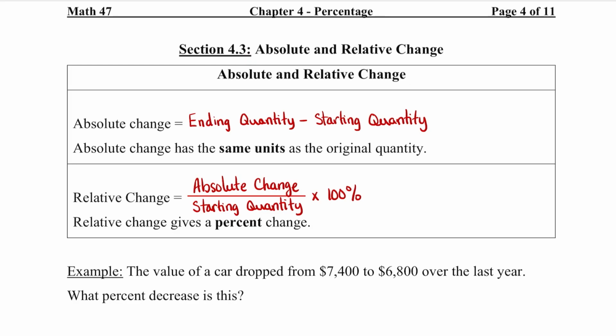Section 4.3 Absolute and Relative Change. The formula for absolute change is the ending quantity minus the starting quantity. The absolute change has the same units as the original quantity. The formula for relative change is relative change equals absolute change divided by starting quantity times 100%. Relative change gives a percent change.